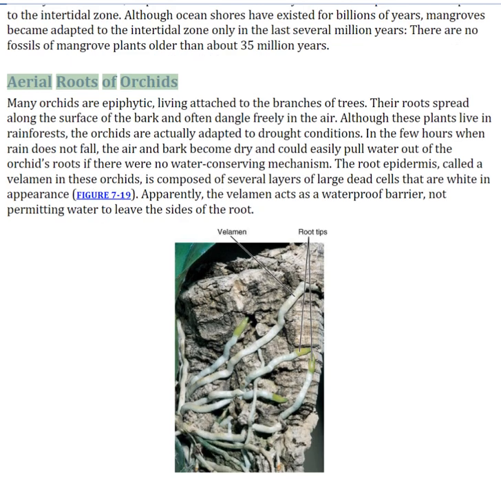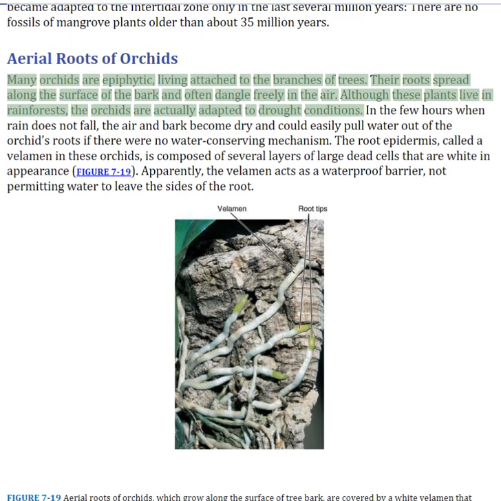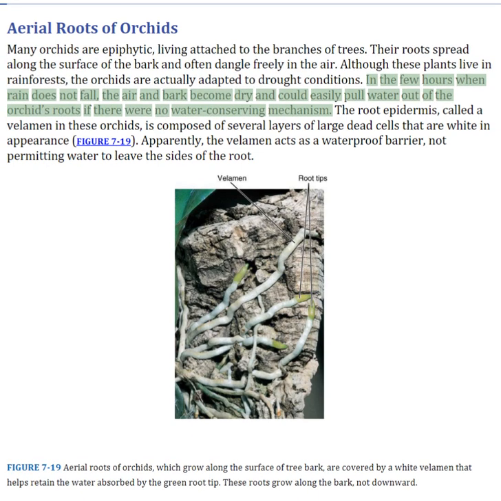Aerial roots of orchids. Many orchids are epiphytic, living attached to the branches of trees. Their roots spread along the surface of the bark and often dangle freely in the air. Although these plants live in rainforests, the orchids are actually adapted to drought conditions. In the few hours when rain does not fall, the air and bark become dry and could easily pull water out of the orchid's roots if there were no water-conserving mechanism.